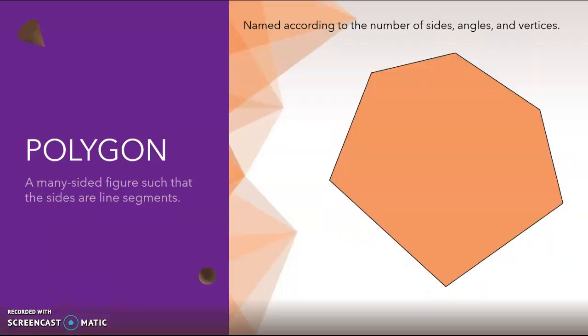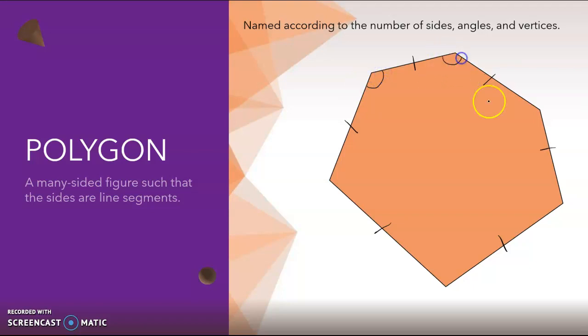Okay, here we go. A polygon is a many-sided figure where the sides are line segments. The name of a polygon is based on the number of sides, angles, and vertices. Here we have a 6-sided figure: 1, 2, 3, 4, 5, 6, with 6 interior angles.